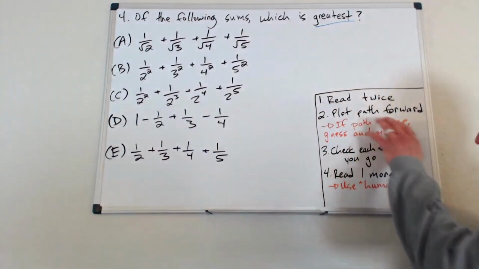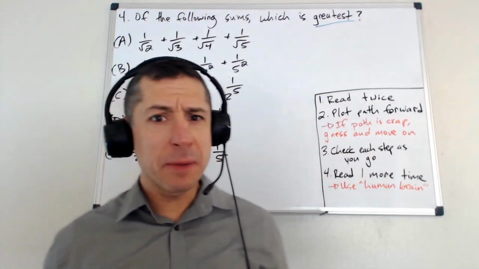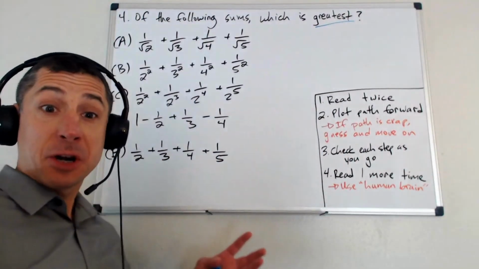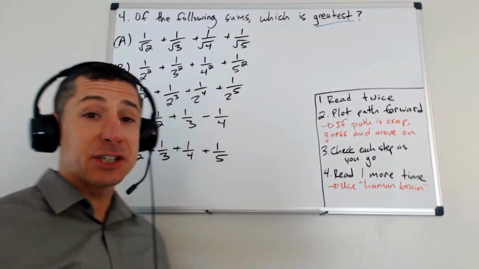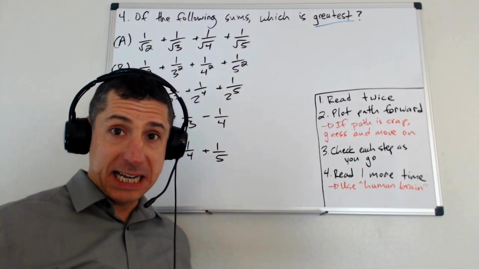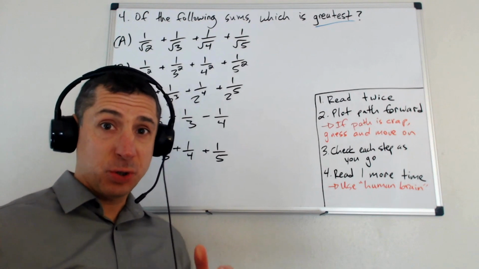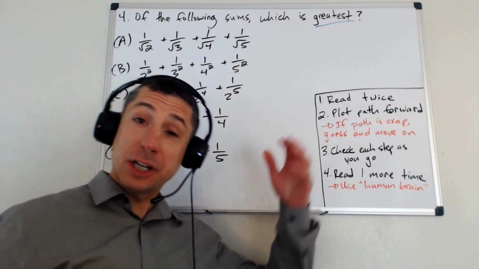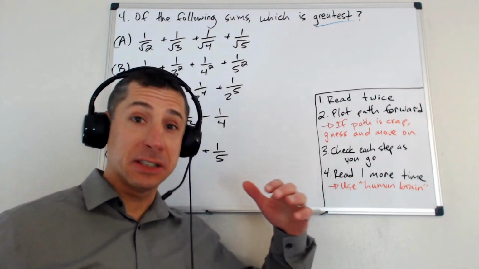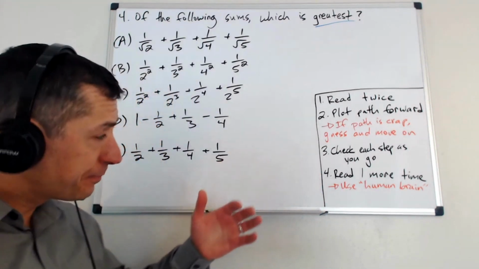And that's the plotting your path forward sort of deal where you go, okay, what are my options here? First option that's likely to come to your mind is, oh, I could start adding up these fractions. That's a terrible idea. Now, at that point, you've got two choices. Well, three choices, really. One is you could go ahead and start adding the fractions, and you're going to be here until next week. Terrible idea.